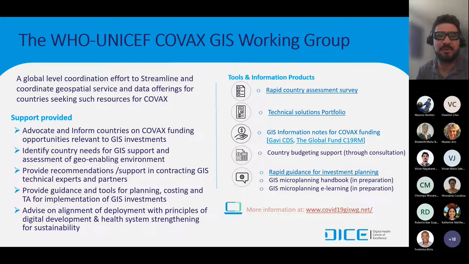We've been providing guidance on assessing the enabling environment to ensure sustainable deployment of geospatial solutions in country information systems. We provide support in contracting GIS technical experts and partners, provide guidance on and tools for planning, for costing, and we provide technical assistance for implementation of GIS solutions. Support is provided through a series of tools that are linked here, as well as bilateral support directly with countries to a certain extent.